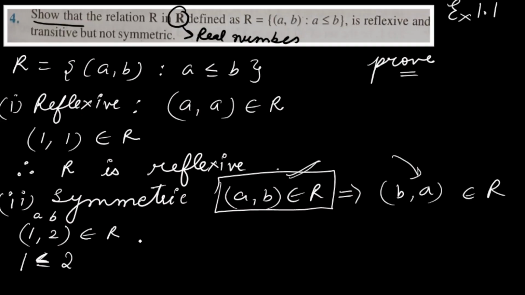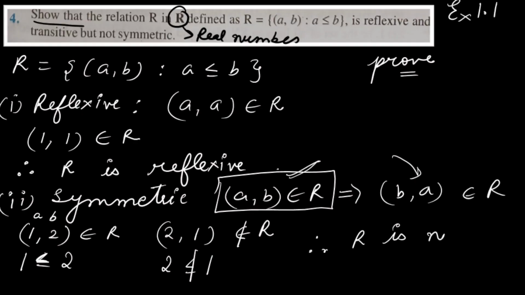So if (1, 2) belongs to R, then (2, 1) should also belong to R. But here it doesn't satisfy the condition, because 2 is not less than or equal to 1, as 2 is greater than 1. So we can write that (2, 1) doesn't belong to R. Therefore R is not symmetric.